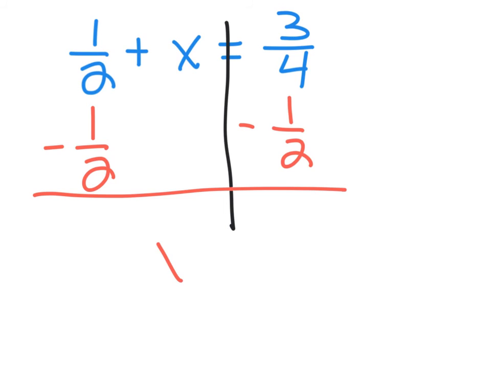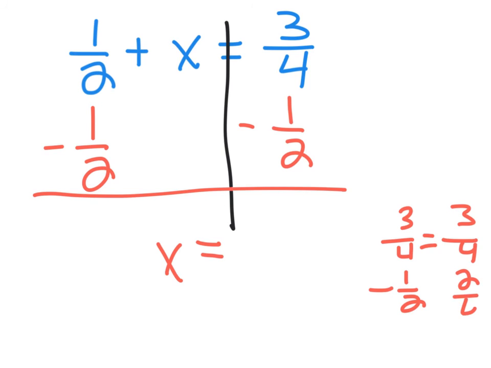I am left with x here, and now I need to do 3/4 minus 1/2. So off to the side, I'm going to do these computations. 3/4 minus 1/2. I need to have common denominators, which is going to be a 4. So now I have 3/4 minus 2/4, which is going to be 1/4. So my value of x is 1/4. The process doesn't change. You're just now dealing with fractions.